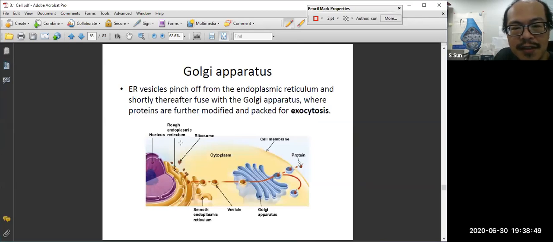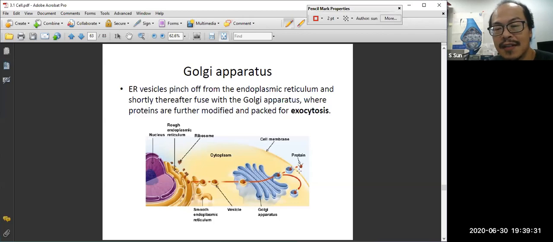And then these vesicles will move to the Golgi apparatus. The function of the Golgi apparatus is to fold this protein, because once it is first produced, it's a linear structure, but it has to be folded in order to produce a functional protein. And then these vesicles will pinch off from the Golgi apparatus, and then be released to the extracellular space.